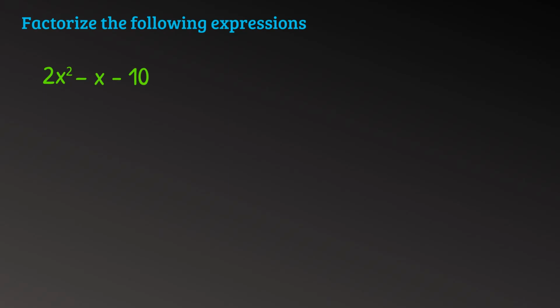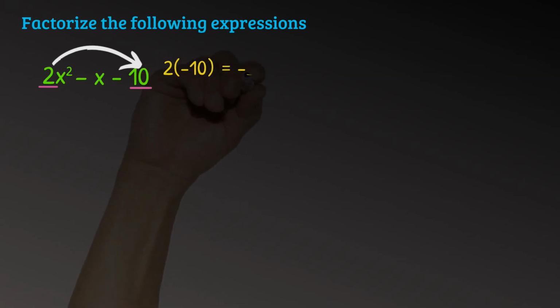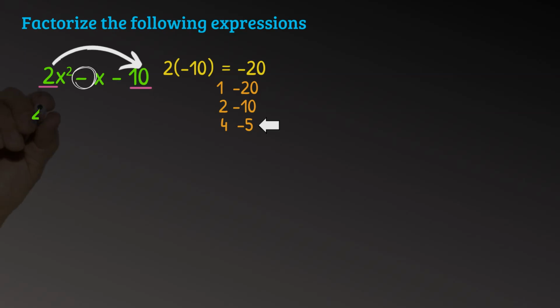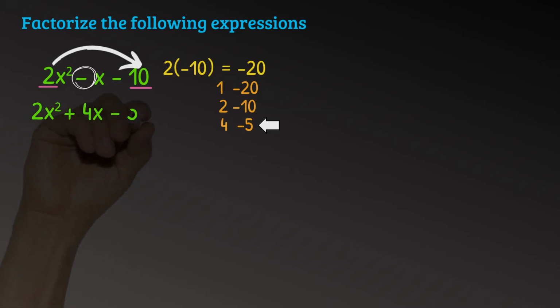In the next expression, multiplying the leading coefficient by the constant gives us 2 times minus 10, which gives us minus 20. The numbers that we can multiply together to get minus 20 are 1 times minus 20, or 2 times minus 10, or 4 times minus 5, for instance. Of course, we could swap the minus sign to the other number, for instance, minus 1 times 20, or minus 2 times 10, etc. But I can see we already have our answer because the two numbers also need to add up to minus 1. And 4 plus minus 5 gives us minus 1, so they're the numbers we need. So next we replace the minus x with plus 4x minus 5x.